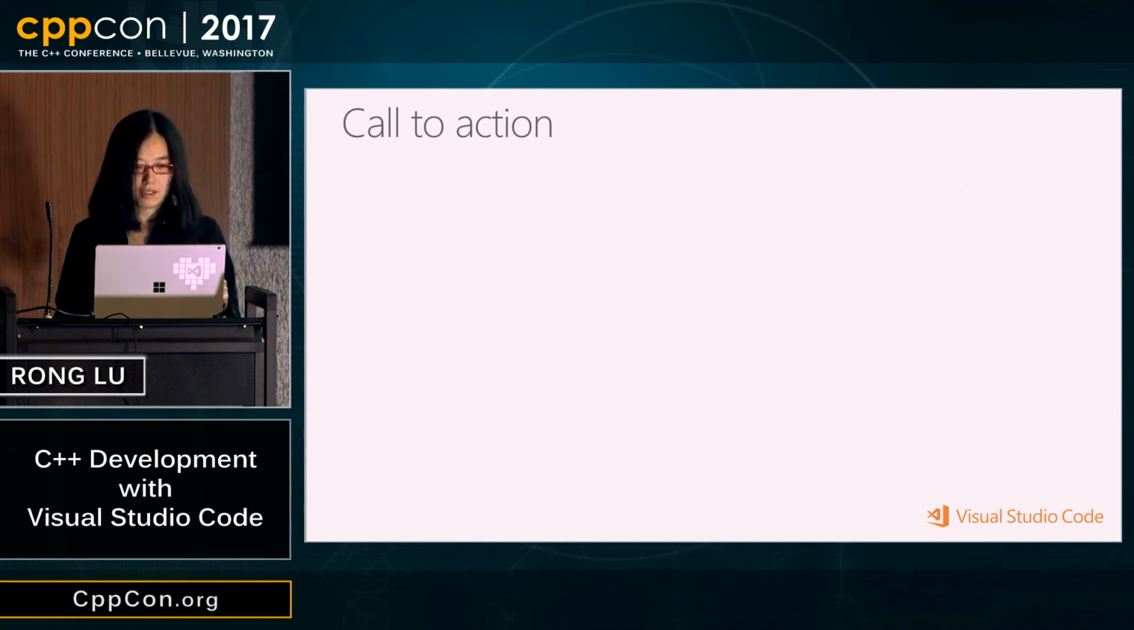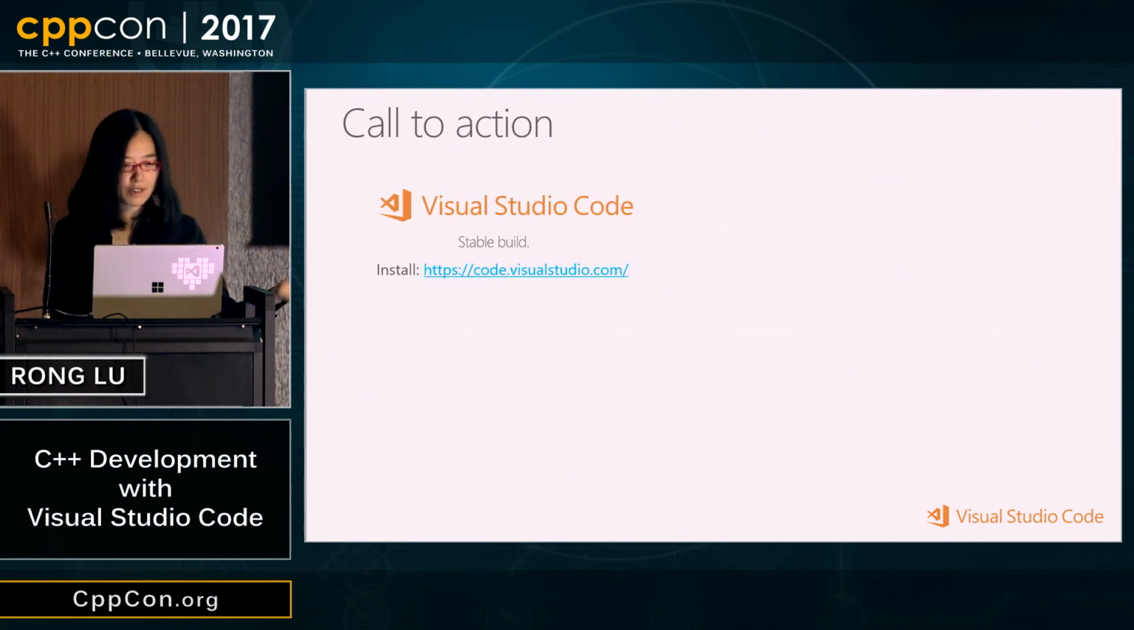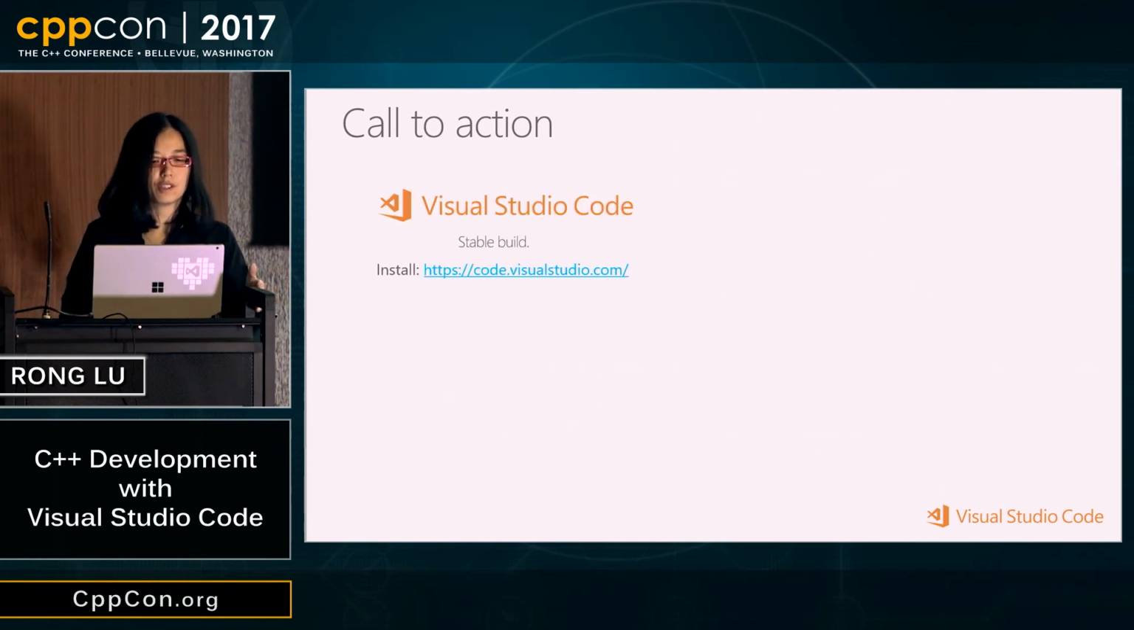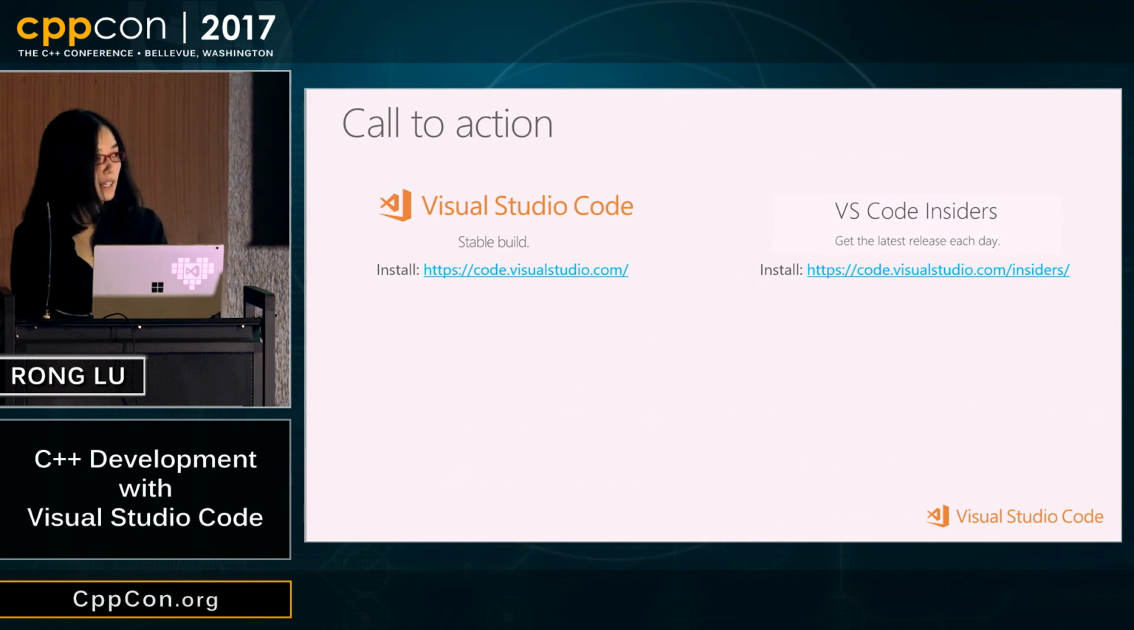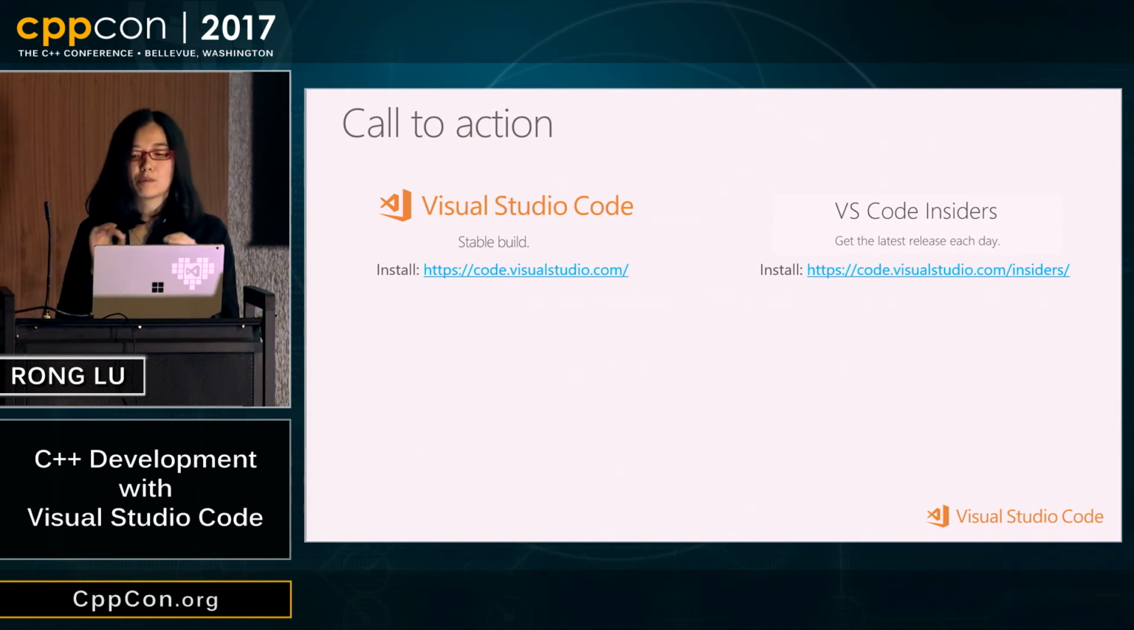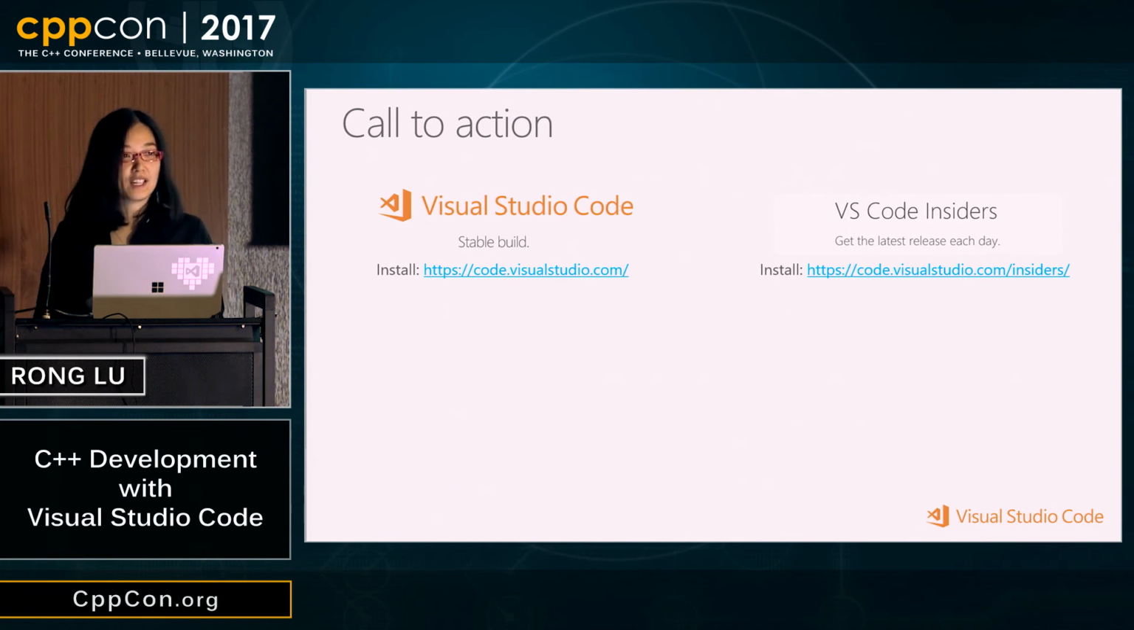Okay, call to action. After the session, if you haven't already, go download Visual Studio Code from here. This is where you can get a stable build. Or get the VS Code Insiders build. This is absolutely the cutting edge, latest editor. This is basically the daily build that we use internally for developing VS Code. So you're getting the exact same build our developers are using.